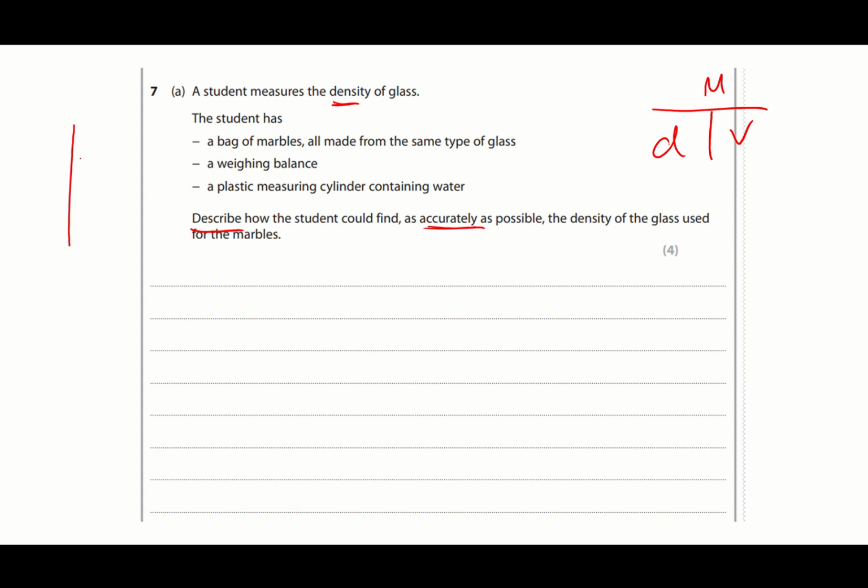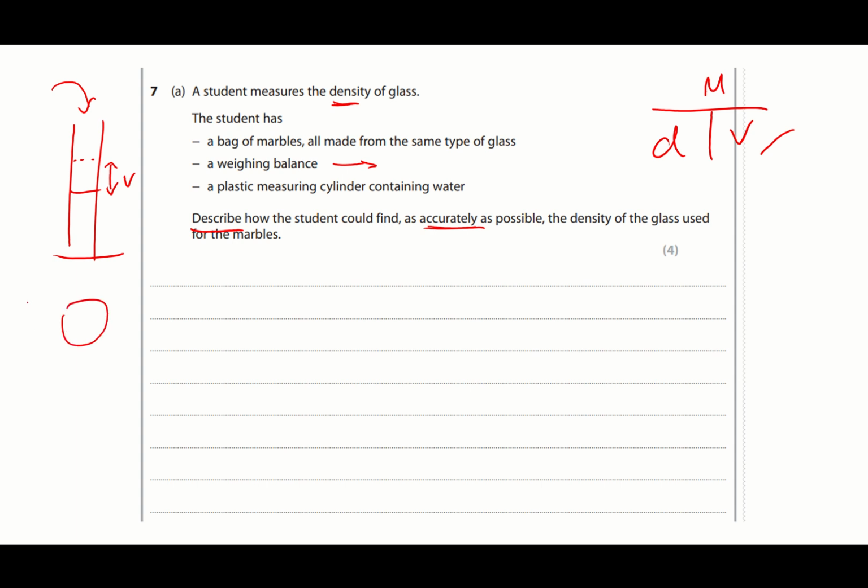So the basic idea then, get your measuring cylinder, put some water in. Next one, get all your marbles, lob them in there. Water will rise. That's my volume. Tick. Next part, use the weighing balance. So get all your little marbles in the bag.